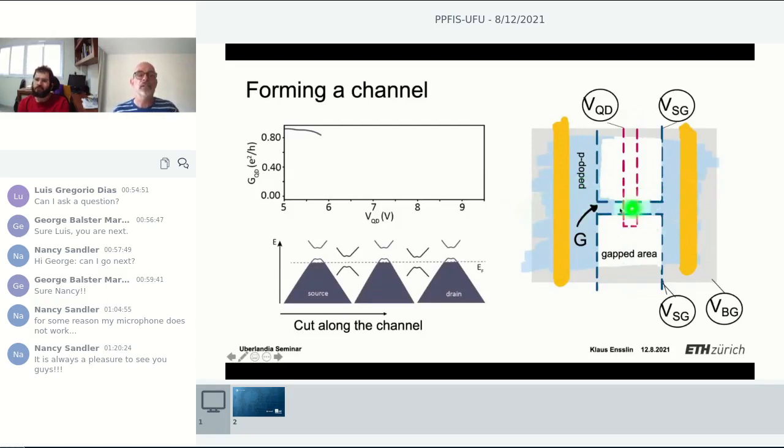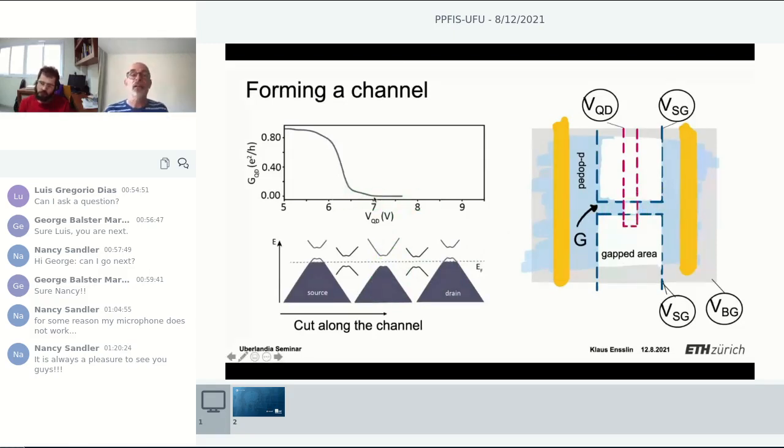Finite conduction, and you see in the source contact we have holes, in the drain contact we have holes, in the channel we have holes, Fermi energy is in the valence band, and there's finite conductance. Now we tune this gate to a regime where the Fermi level is in the band gap. So suddenly the Fermi level is in the band gap, and conduction is completely quenched. Now, in gallium arsenide, that would be it.